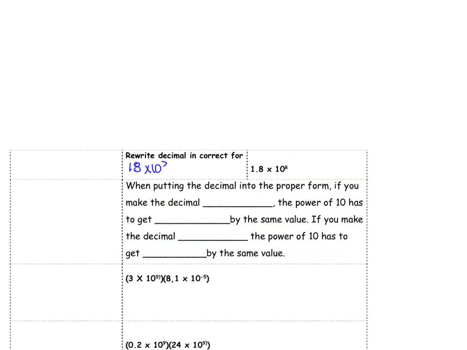So again, when putting decimals into the proper form, if you make the decimal larger, you have to make the power of 10 smaller by that same amount. If you make the decimal smaller, the power of 10 has to get greater by that same amount. Let me write that word over again for you. Greater.